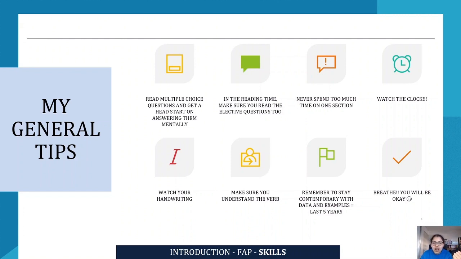Never spend too much time on one section. Watch the clock, watch your handwriting. Really annoying, but you have to. Make sure you understand the verb, and remember to stay with contemporary data and examples. So aim for about the last 5 years, and then breathe.